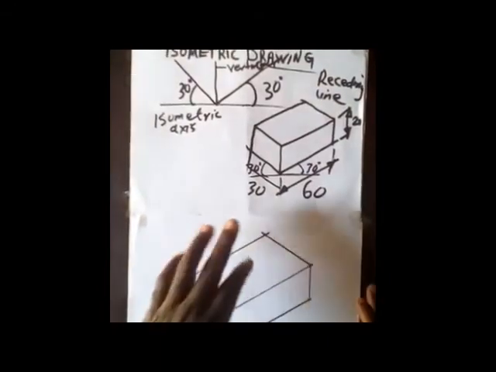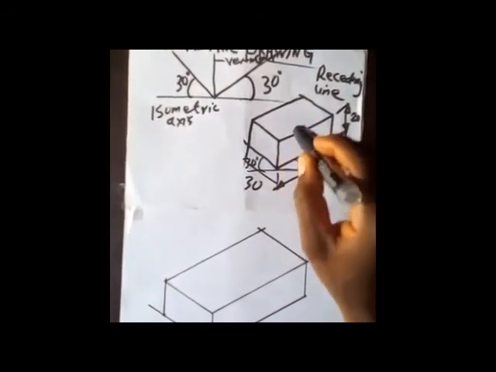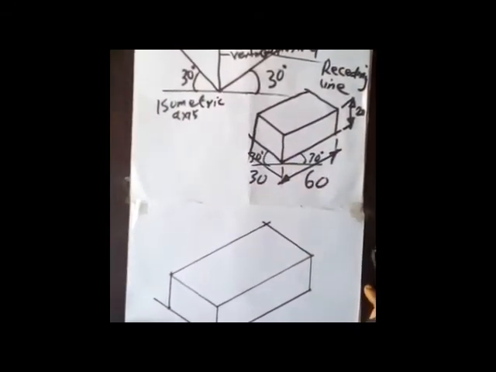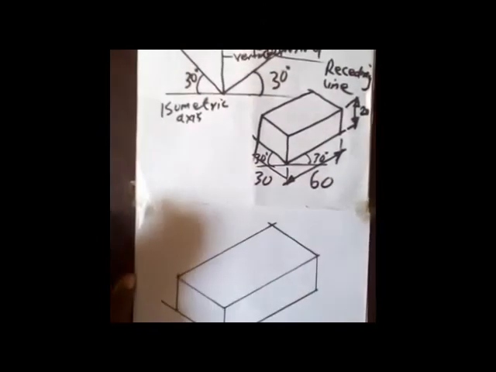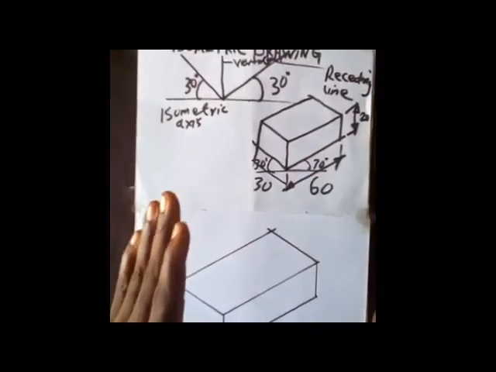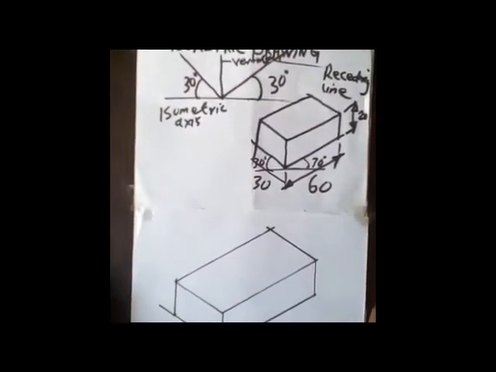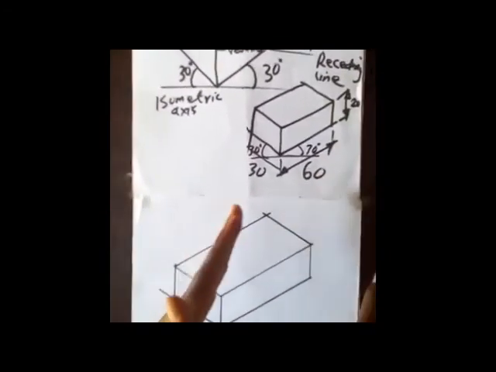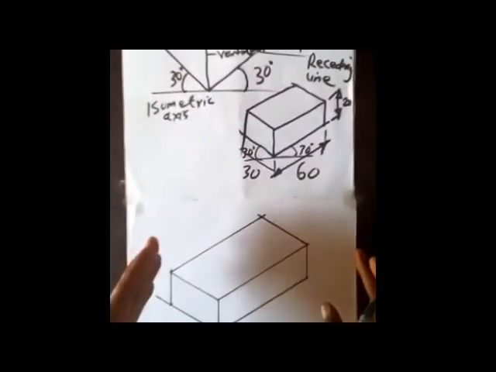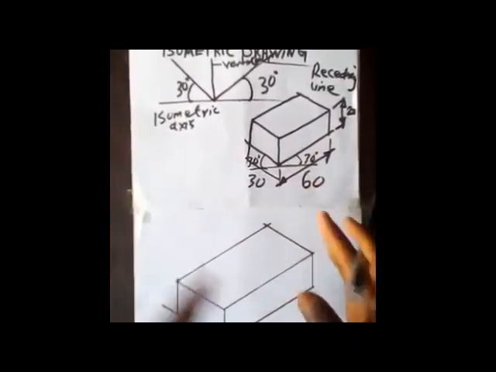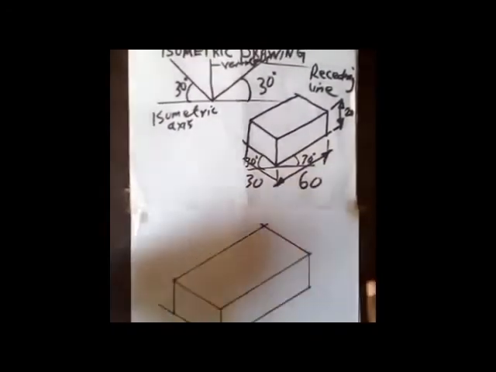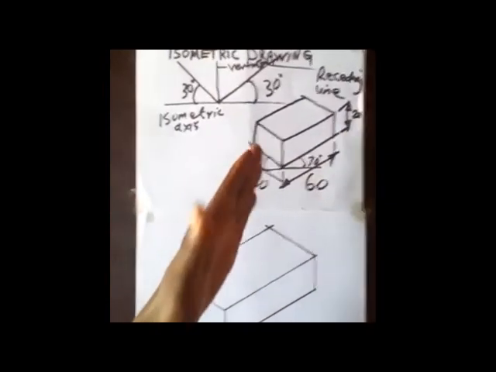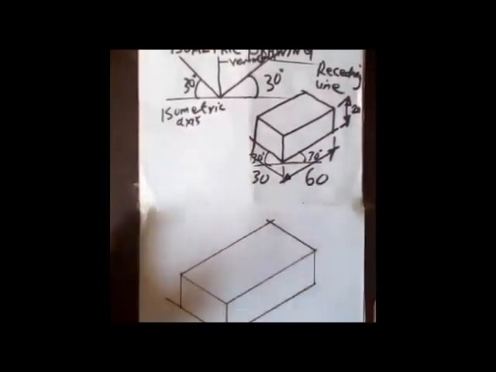You know isometric drawing based on the angle that is there. So in the next class, I'm going to teach you what is called oblique drawing. From there, you'll be able to identify the differences. Comparing the two drawings, you'll be able to identify the differences between the isometric drawing and oblique drawing.